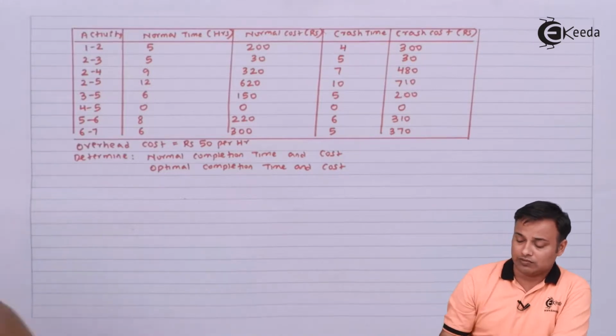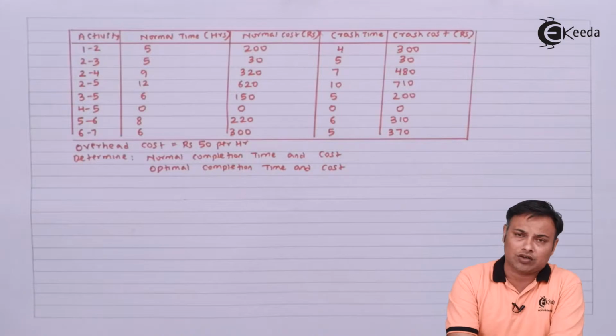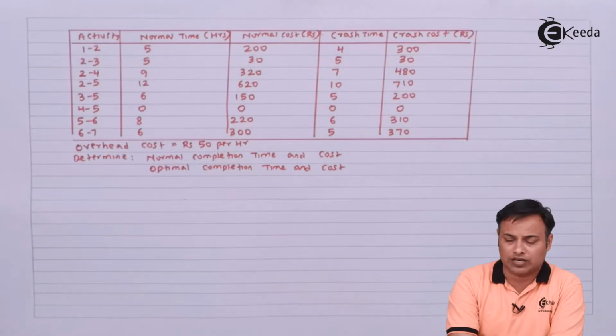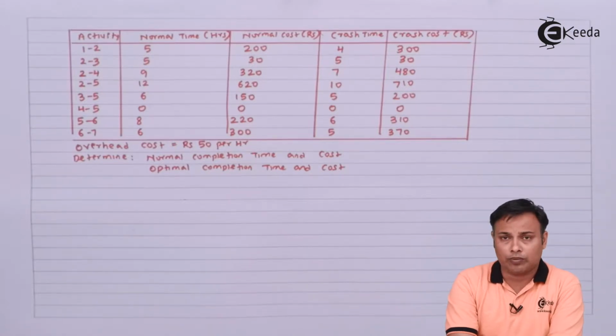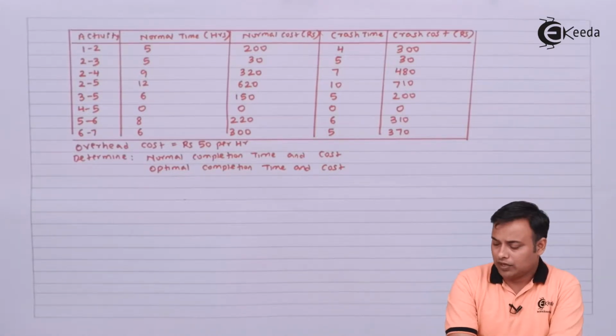And we are given something called overhead cost, also called the indirect cost, in the problem, rupees 50 per hour. And we are required to determine the normal completion time and the cost, and the optimal completion time and the cost. Let's first draw the diagram and try to get the whole idea of how it can be solved.